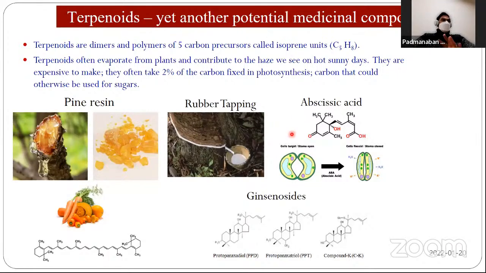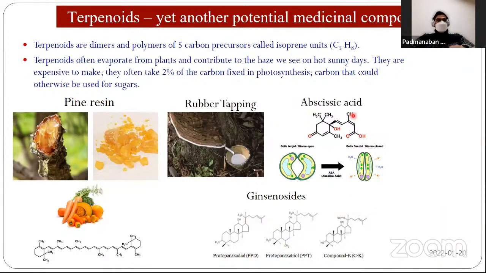So terpenoids are dimers and polymers of 5-carbon precursors. They often evaporate from plants. You can smell it, or you can see it through latex or gum. They are present in carrot and all the color compounds, celery, and everything. And the ginsenosides, one of the active pharmacological compounds of ginseng, are also a class of terpenoids. They are called triterpenoids because of the 3 rings.